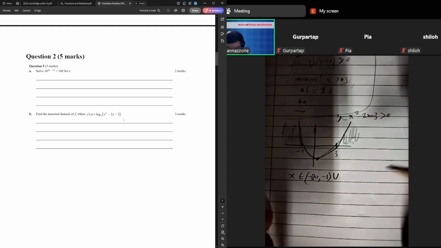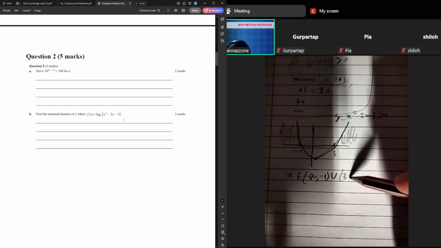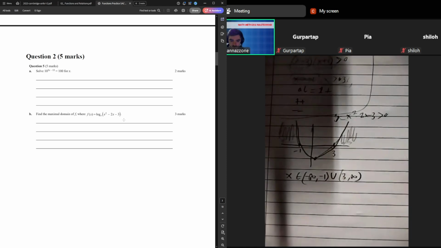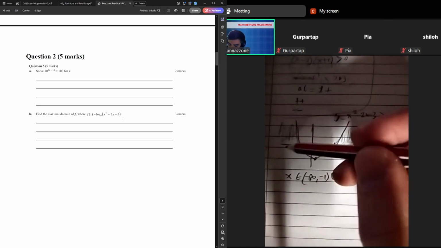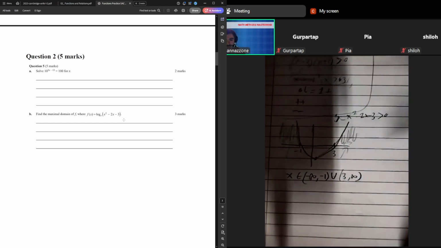And use my union symbol to join the second part, which is 3 to infinity. It's longer, but at least it's very visual. I see that interval, I just smash them together.